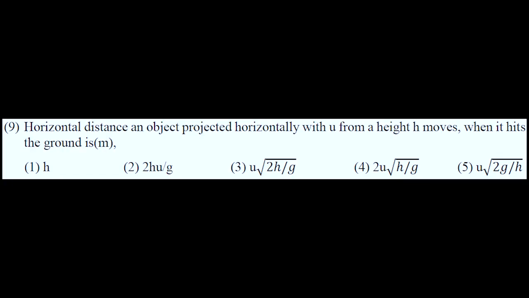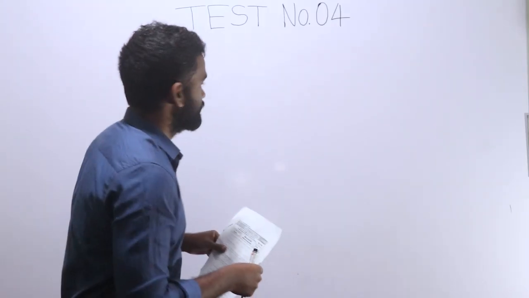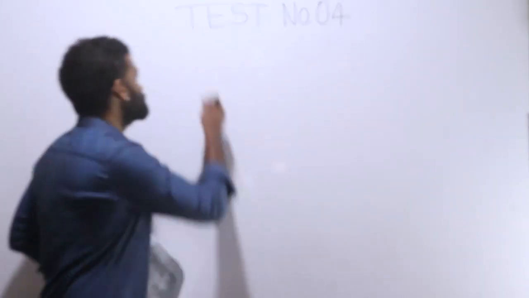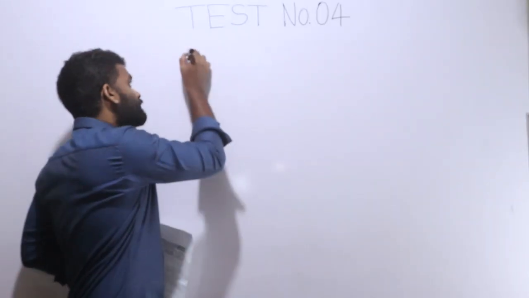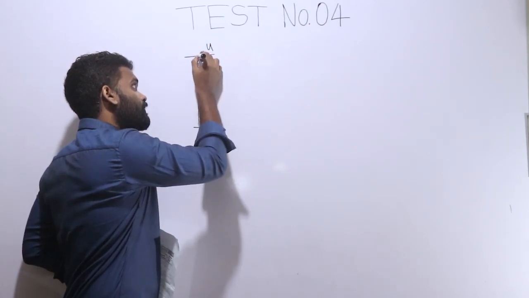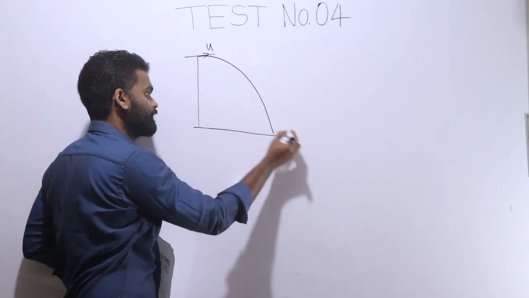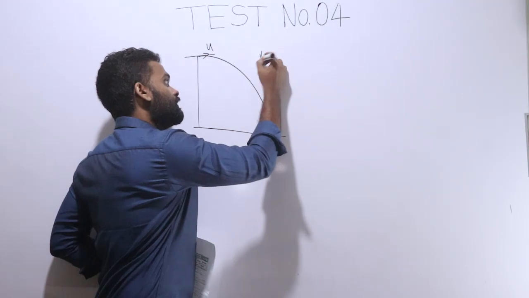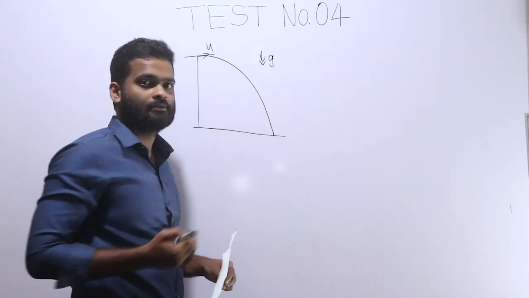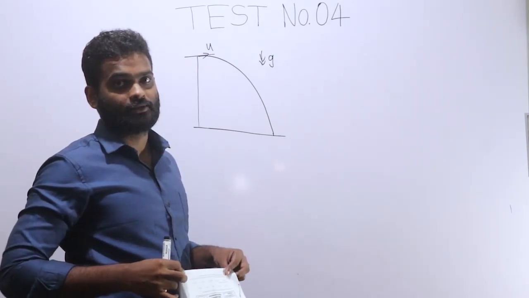Okay, then the 9th question. Horizontal distance an object projected horizontally with u from a height h moves when it hits the ground. Okay, so this is a question about a projectile. The object is given a velocity that is horizontal. That velocity is u. So it reaches the ground in a projectile motion. Acceleration downwards is just gravitational acceleration. That is the only acceleration acting on the object.